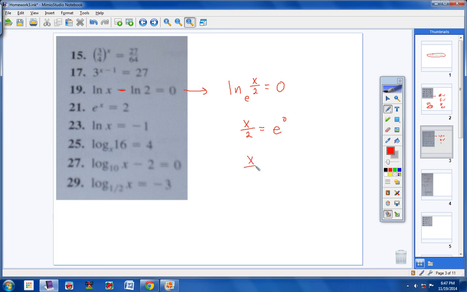So now you have this. And then multiply both sides by 2, and you get this. So there's your answer. Now, whenever you're solving a logarithmic equation, don't forget to take your answer and put it back into your argument, and make sure you have a positive argument. So for this x right here, I'm going to put a 2, and my argument is positive, so I'm fine. Okay, moving on to number 21.